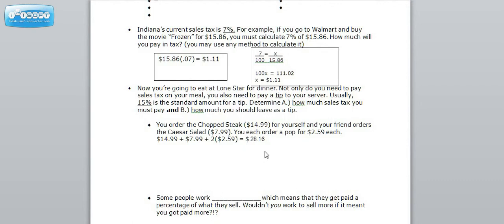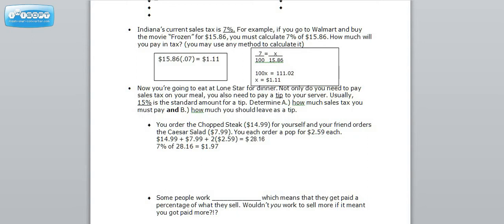So now I need to calculate how much the sales tax is. So go back and calculate your sales tax. So you want to do 7% of $28.16. And you get some long decimal number, but we're going to round that since we're talking money to $1.97 for the sales tax. Now, I need to determine how much to leave as tip.